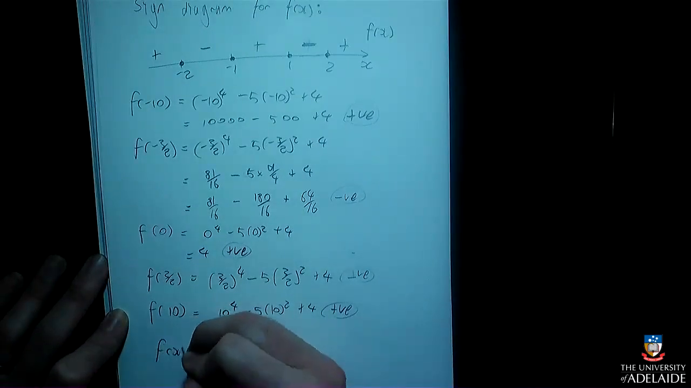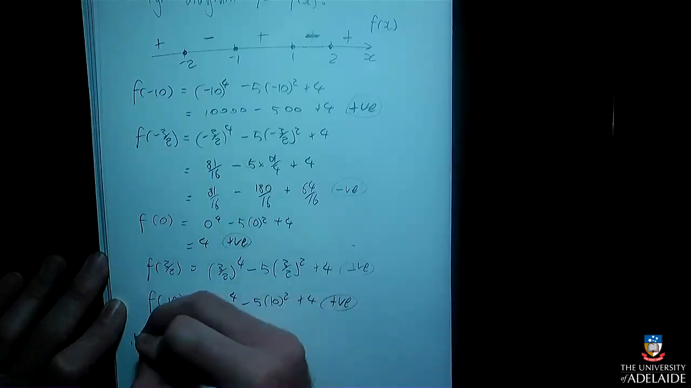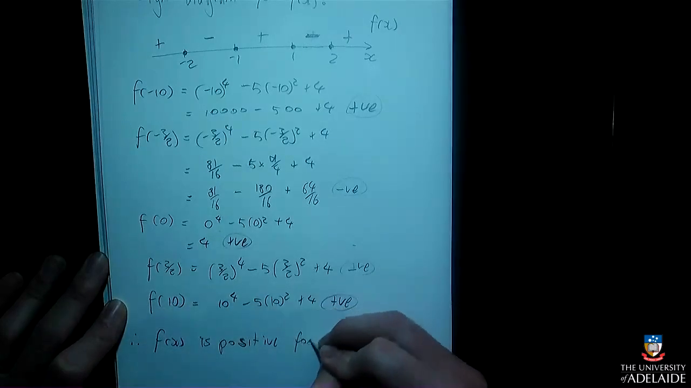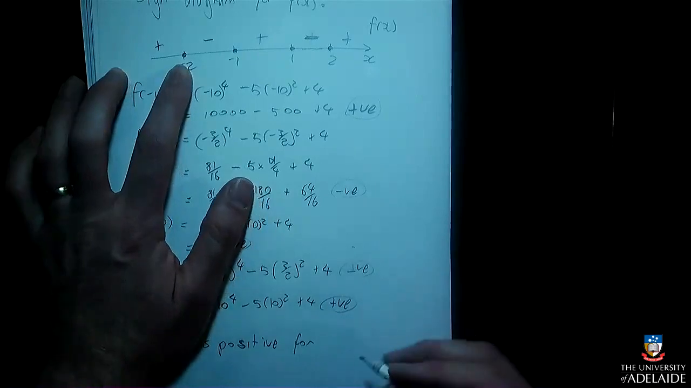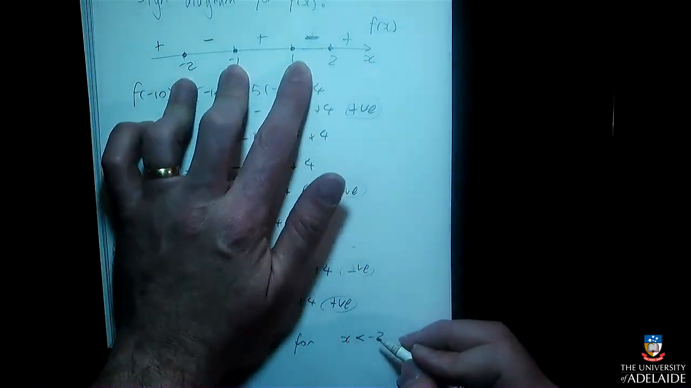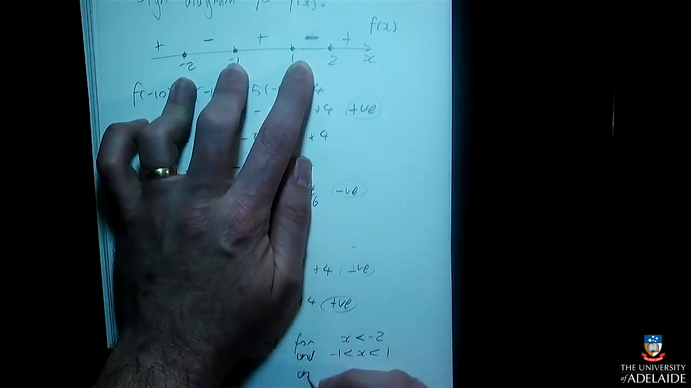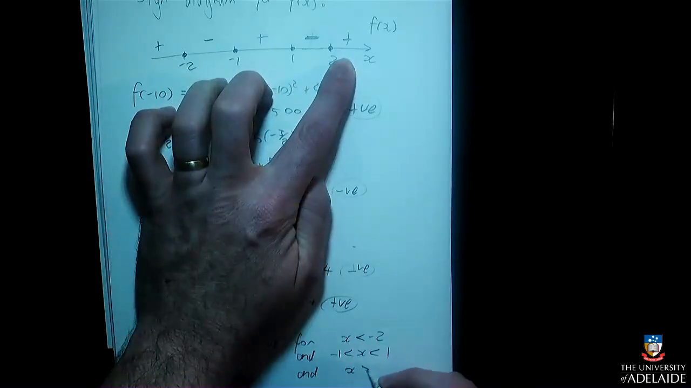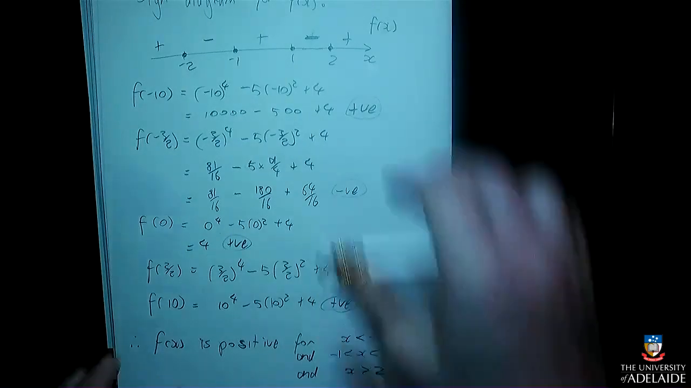So f of x is positive for, let's see, when the x is less than minus 2, when the x is between -1 and 1, and when the x is greater than 2. All right, so that's when it's positive. You can write that in a very special way.